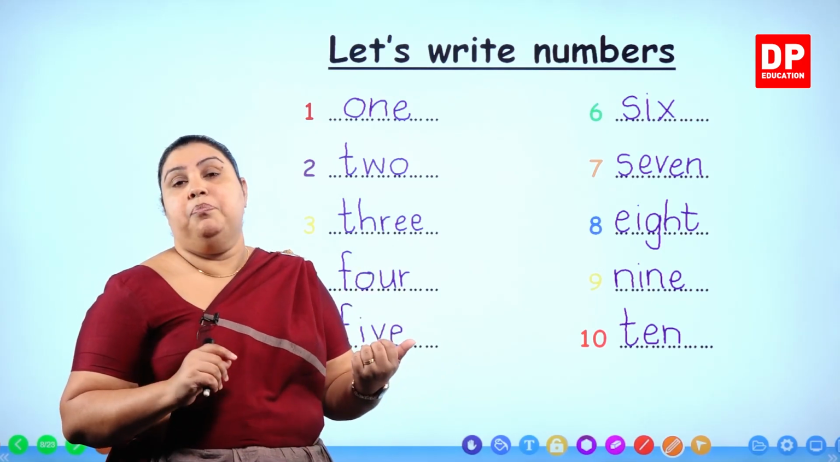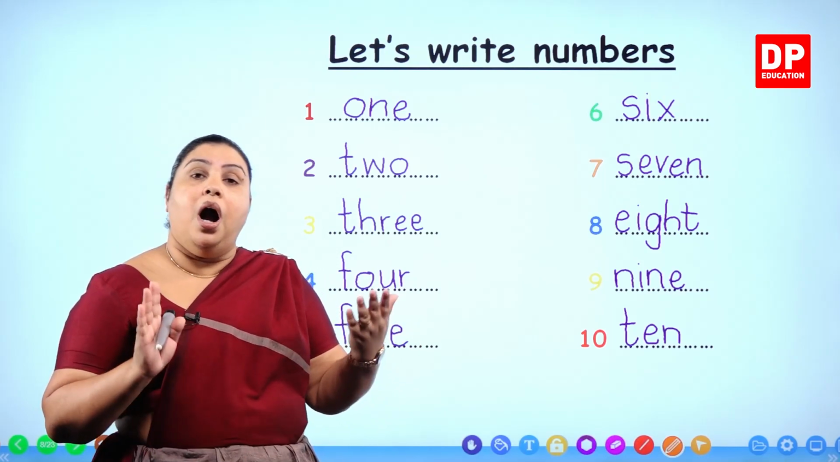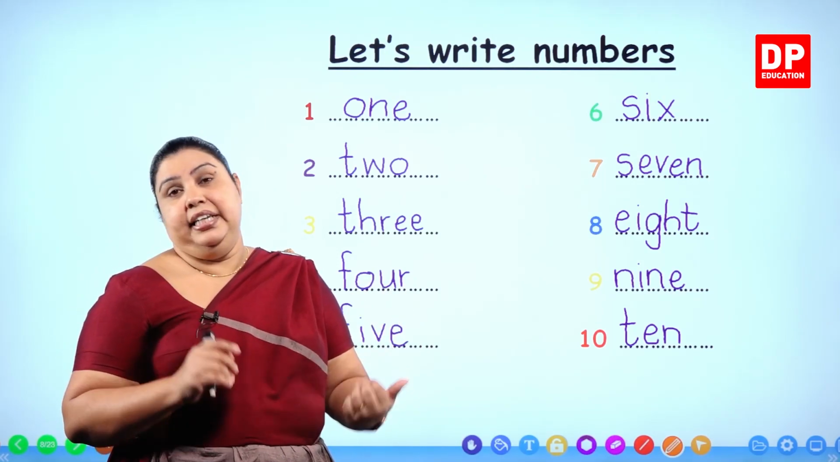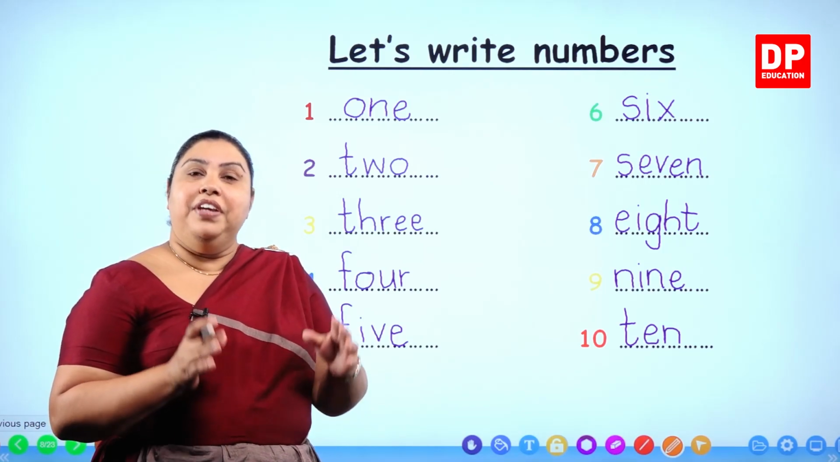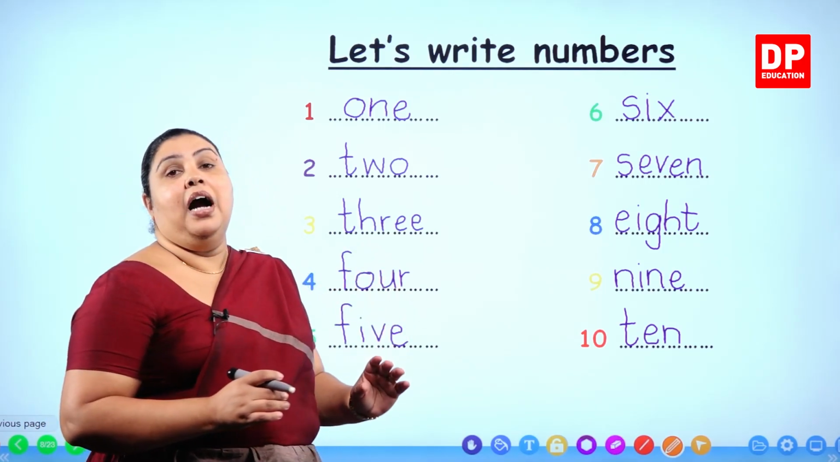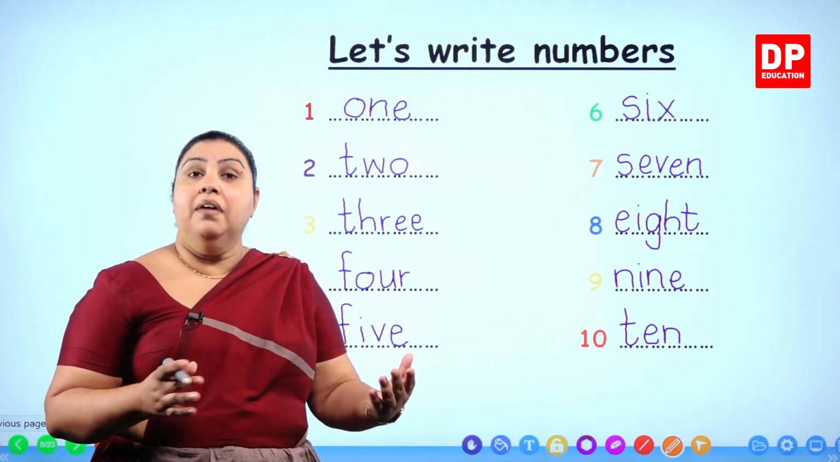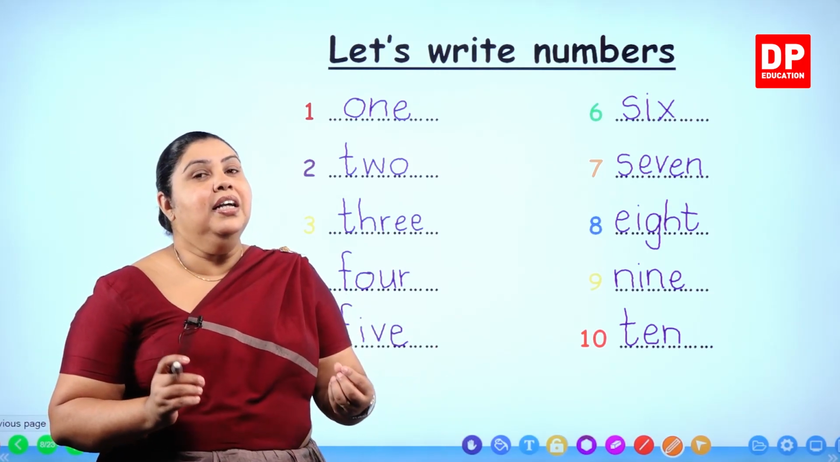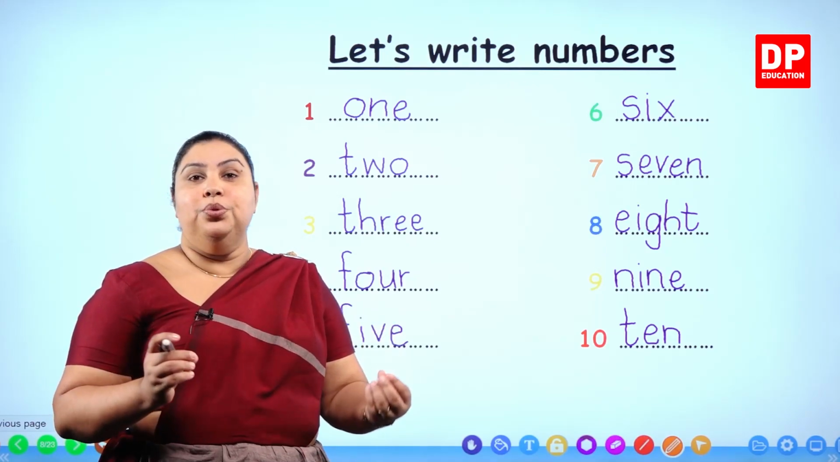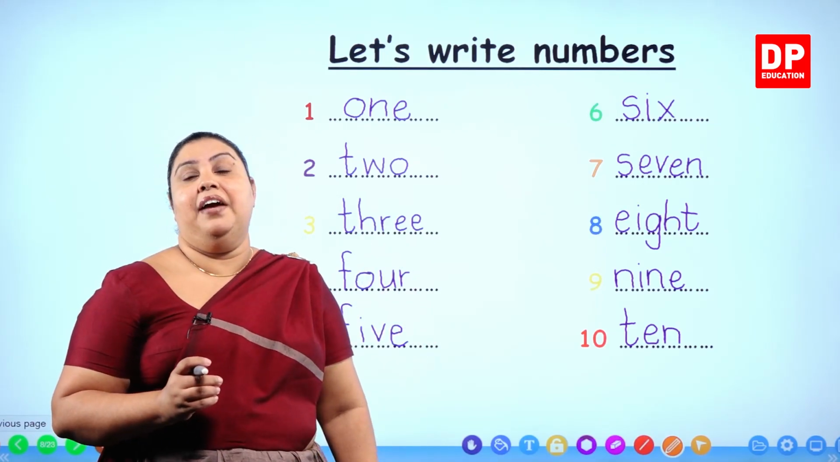So it is very important for you to know how to write these words in English. So now we know how to write up to number 10. I think we can move on to our workbook because there are some activities for you to do with the numbers that we have already learned.